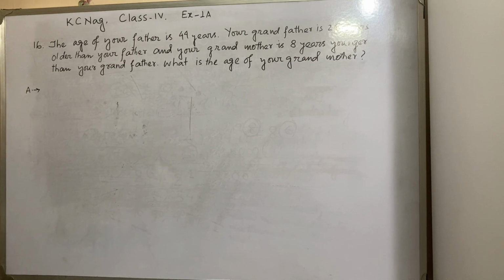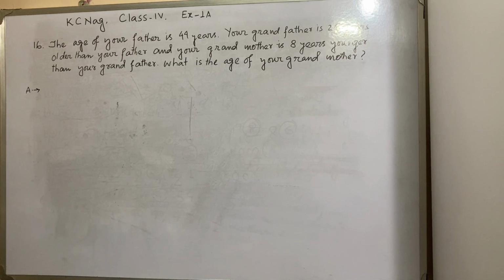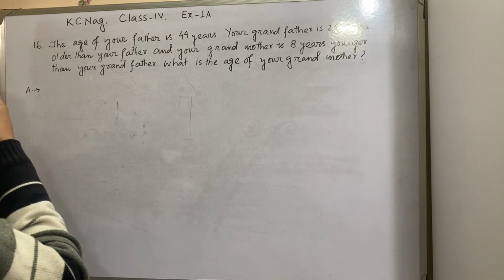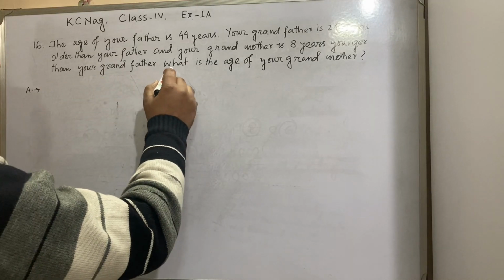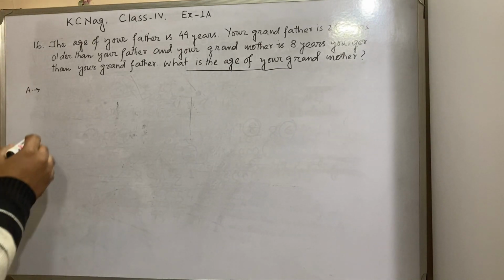So I have already written the question on the board, which says the age of your father is 44 years, your grandfather is 20 years older than your father, and your grandmother is 8 years younger than your grandfather. What is the age of your grandmother? So first you have to check what you have to find out. That is the age of your grandmother.